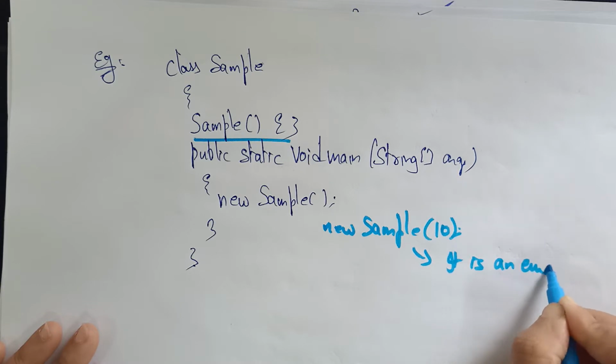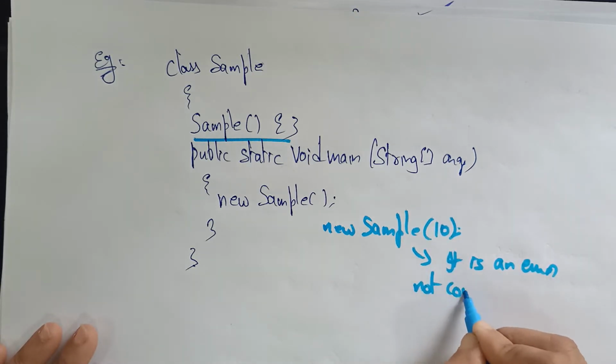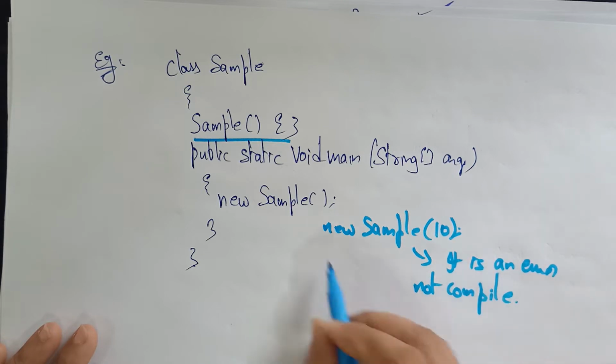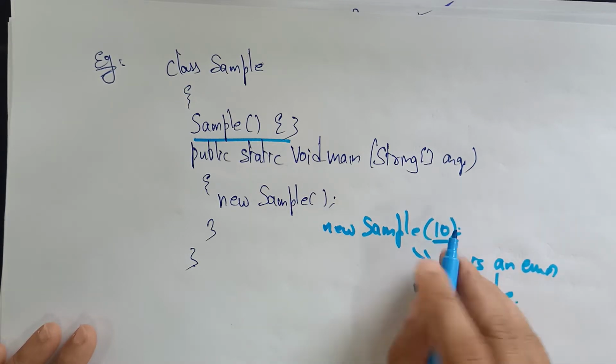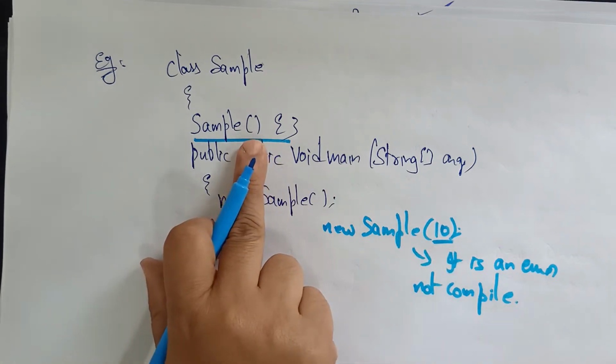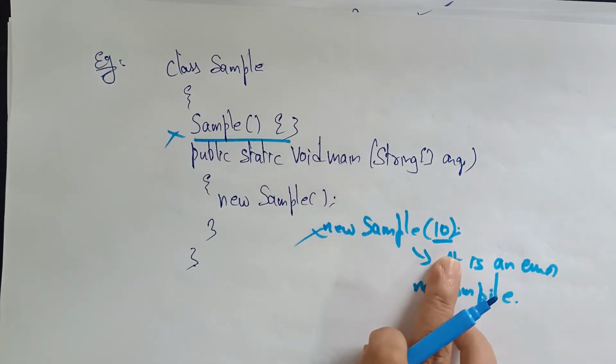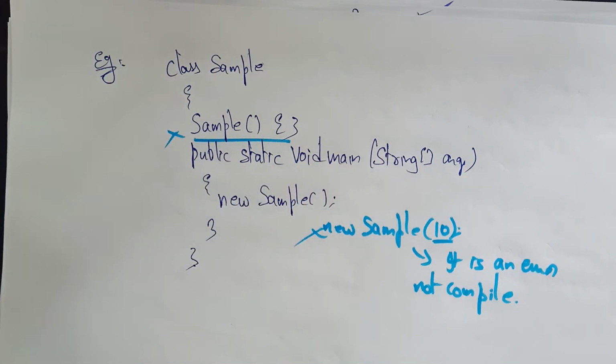Why is it an error? It is an error, not compiled. Why? Because it is a constructor with arguments, a parameterized constructor, and this is a default constructor. These two are not matching. Then it will show an error.